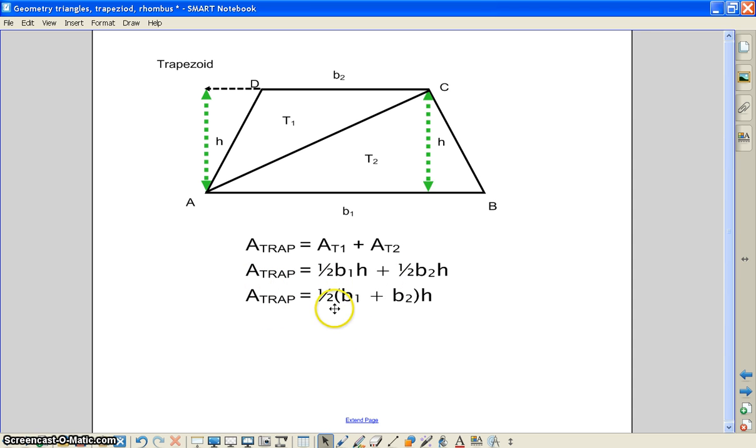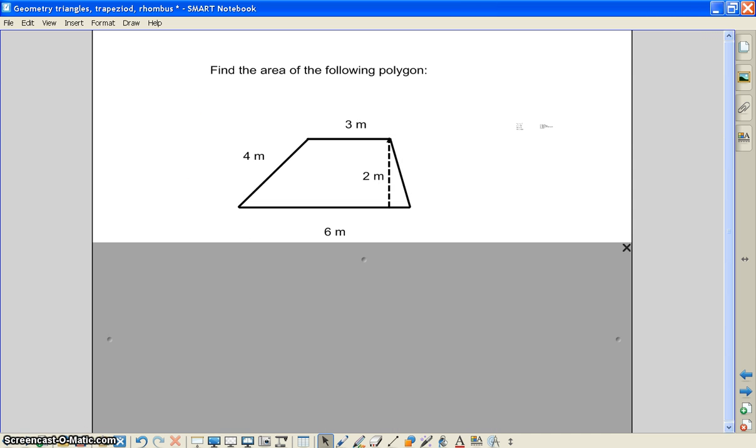If I factor the half out and I factor the h out, I end up with 1/2 times the quantity of B1 plus B2 times h, or the average of the bases, the median of the trapezoid, times h. So here's a polygon or a trapezoid where I've made the 6 length and the 3 length parallel, and it's not an isosceles because the 4 here is obviously longer than this edge here, and it gives a 2. And if you want to find the area, the 4 is not required.